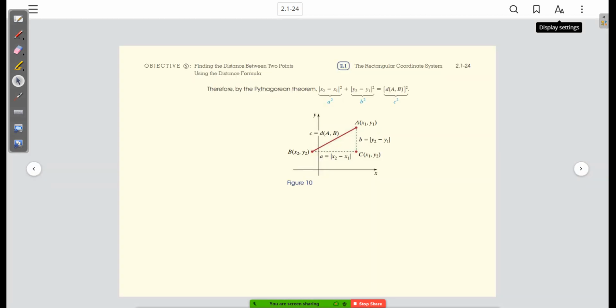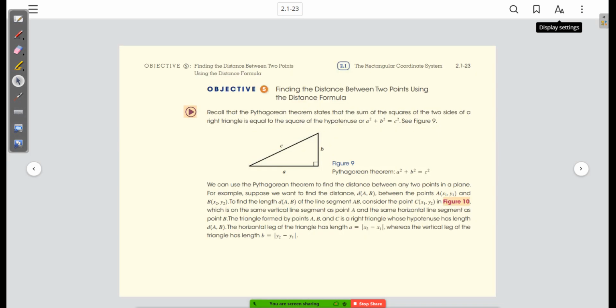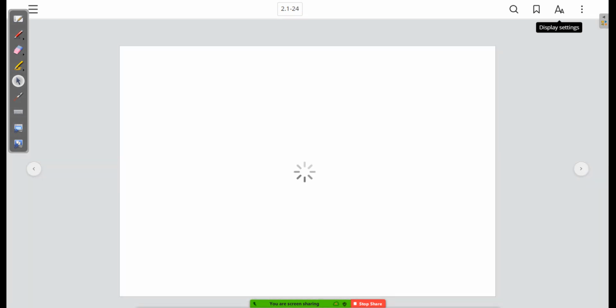Did I skip a page? No. Okay, so we'll go and snip the second page as well.